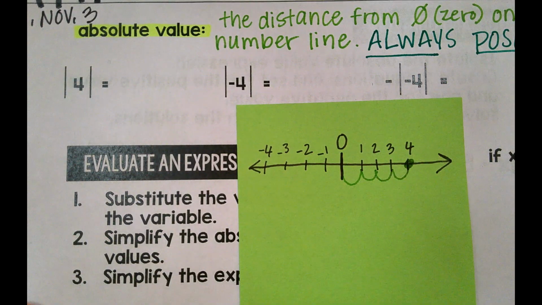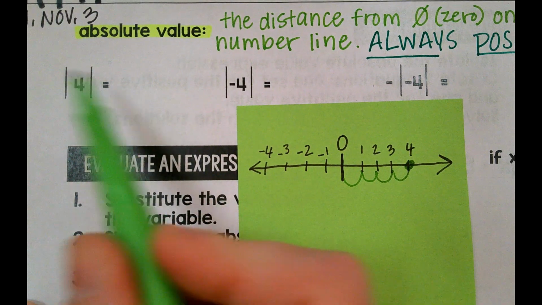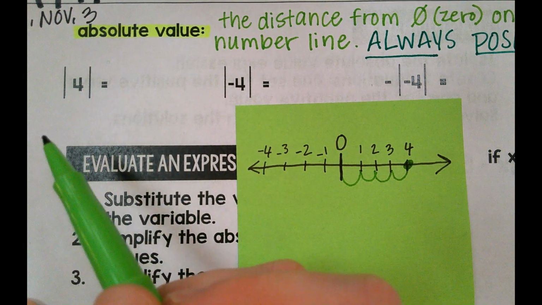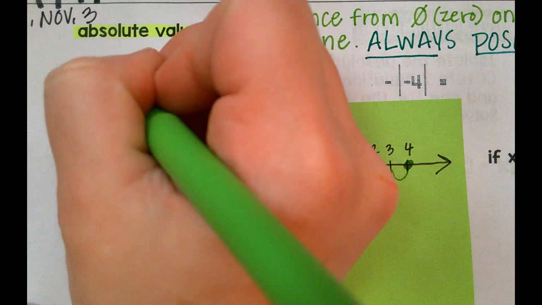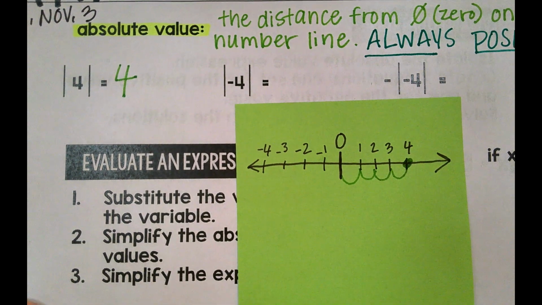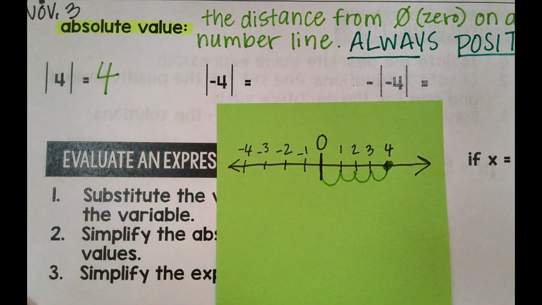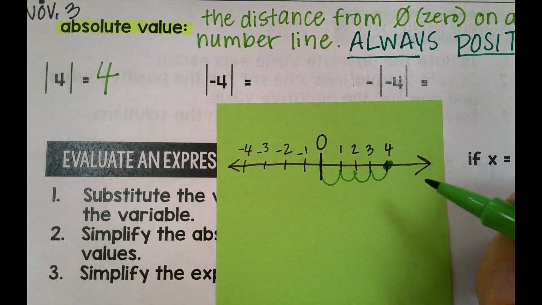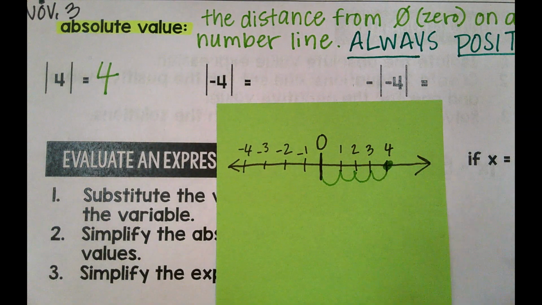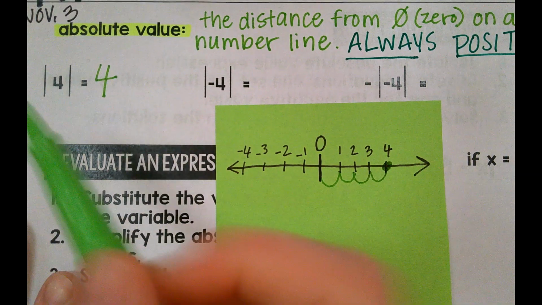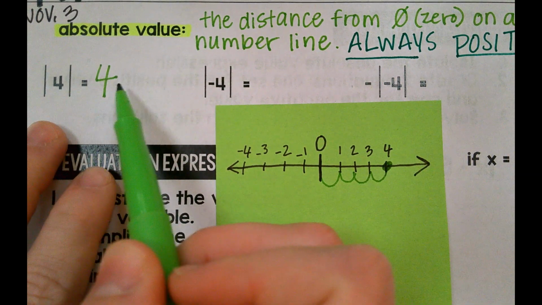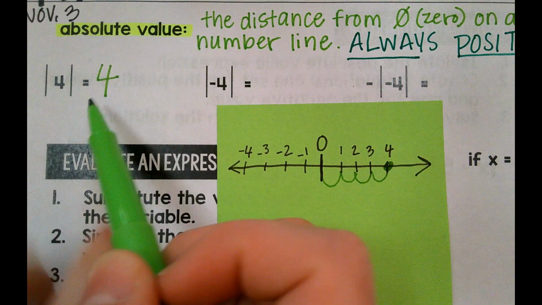Okay. So what is the absolute value of 4? How many spaces did we go? 4. Yeah. So the absolute value of positive 4 is positive 4. It's always positive. Oh, I remember this now. Yeah, it might start to come back to you. I thought I heard 0. That's okay. Monday. So now we know that the absolute value of 4 is 4.